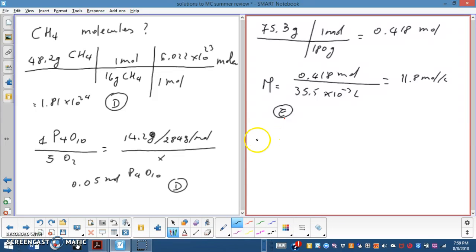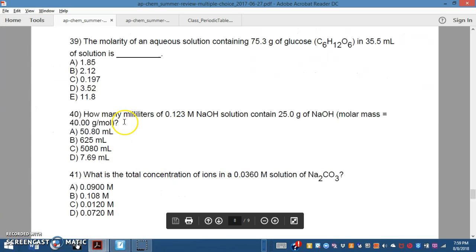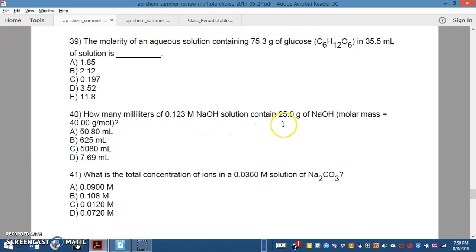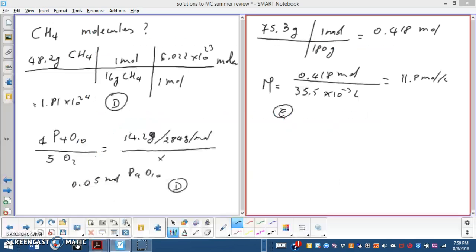Then number 40, how many milliliters of this concentration of sodium hydroxide solution contain 25 grams of sodium hydroxide? So you have molarity, which means you have moles per liter. You got grams, which obviously you got to convert to moles, and then you can just solve for the liters. So let's do it.